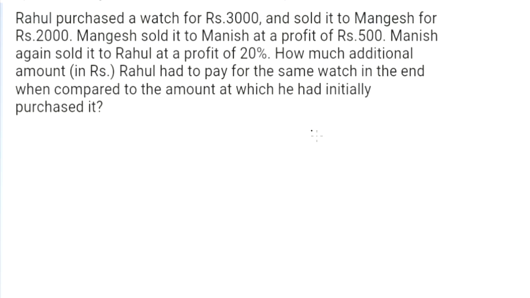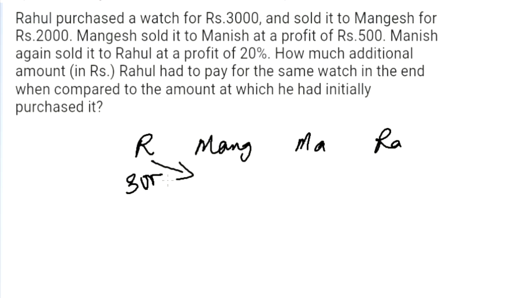Rahul purchased a watch for 3000 and sold it to Mangesh for 2000. Simple. Here again, the idea is, Rahul purchased a watch for 3000, and he sold it to Mangesh for 2000, and then Mangesh sold it to Manish at a profit of 500. So it becomes 2500, right?